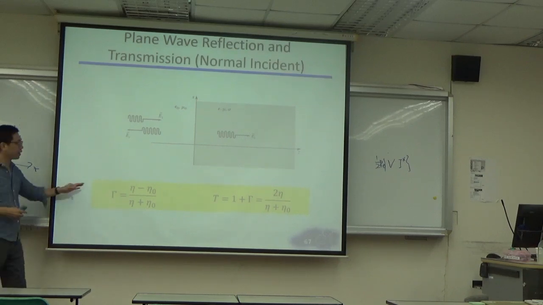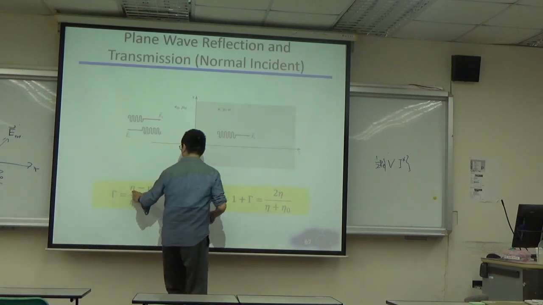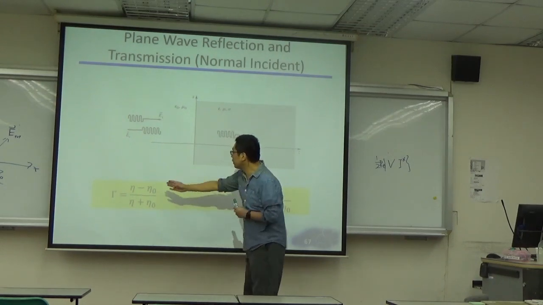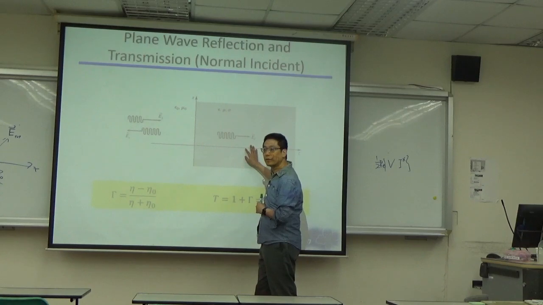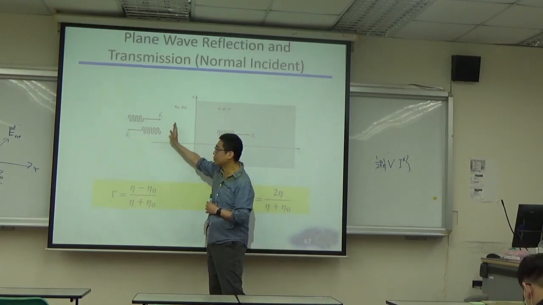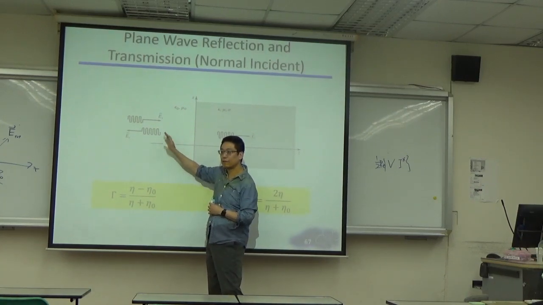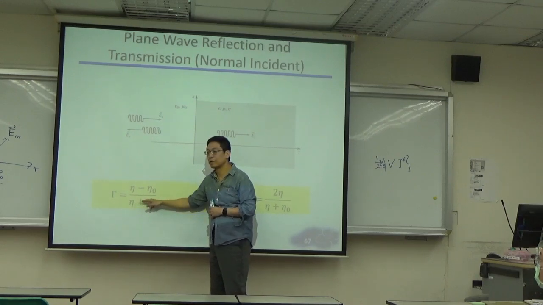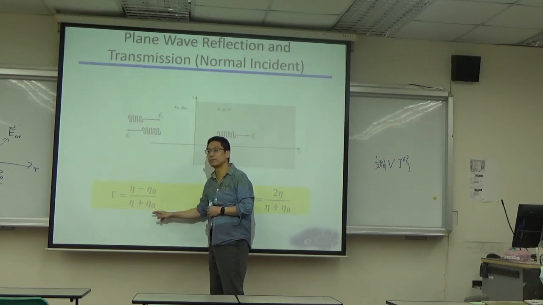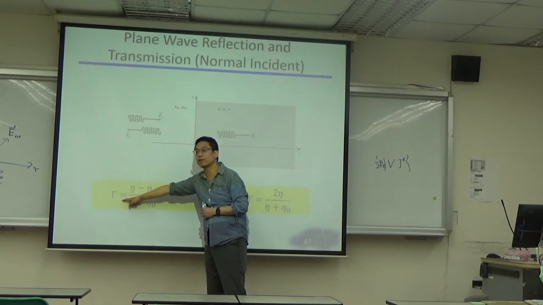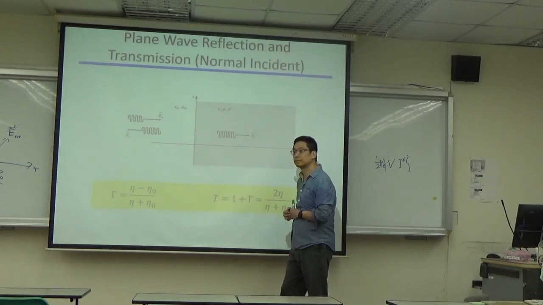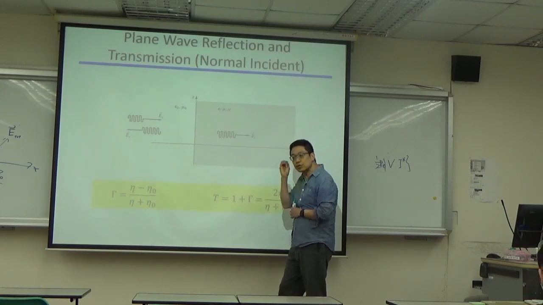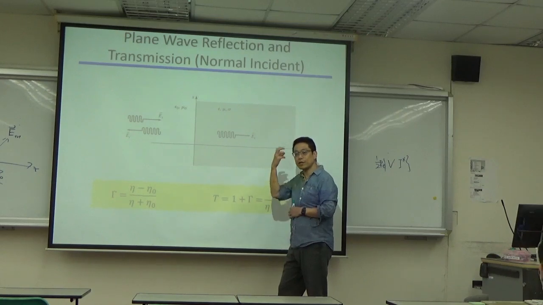Actually, you don't need to remember this one. It's the same as the impedance of the next material minus the impedance of your material, divided by the summation of these two impedances. So this is the same equation as your circuit. Okay? And for your T it is this one. So, do you guys remember that?